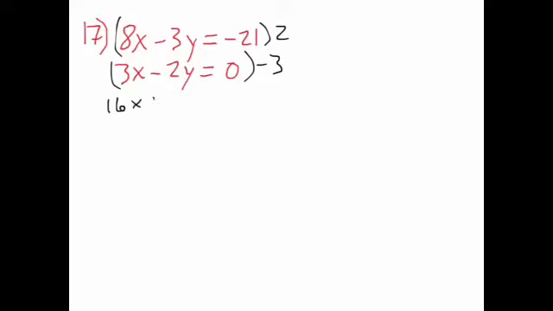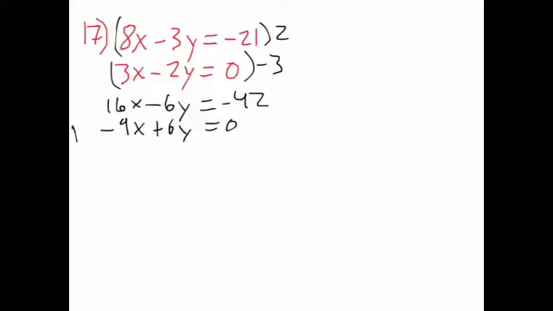That's going to give me 16x minus 6y equals negative 42 for my first equation. My second one, times everything by negative 3, I'll get negative 9x, positive 6y, and 0, because 0 times anything is just 0.